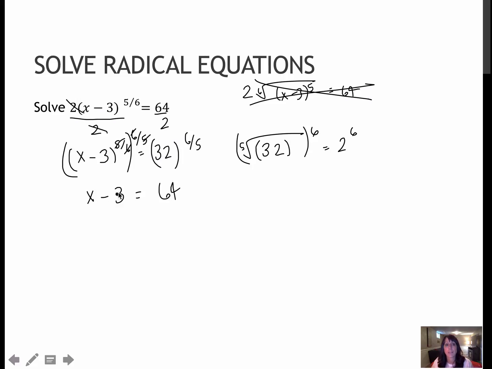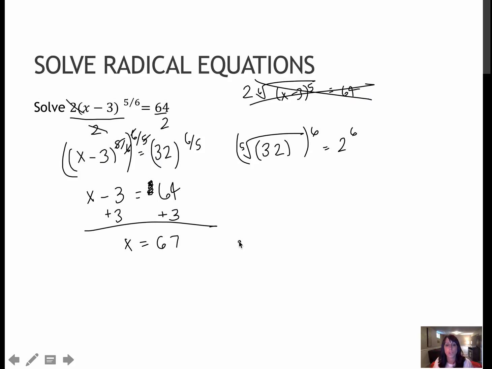So it gives me x minus 3 equals, and this of course is plus or minus 60, no, not plus or minus, just kidding. Because I'm taking the 5th root, it's just positive. Then I'm going to add 3 to each side, which gives me x equals 67.